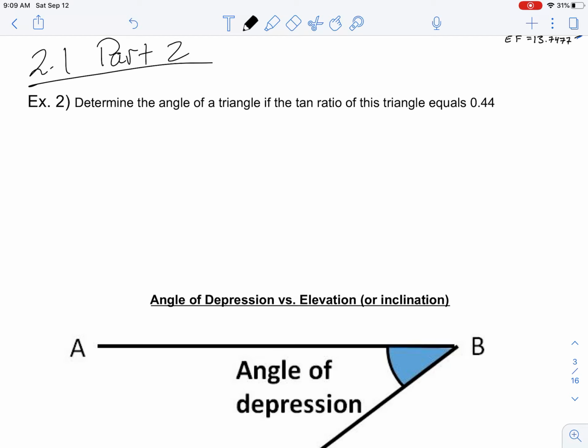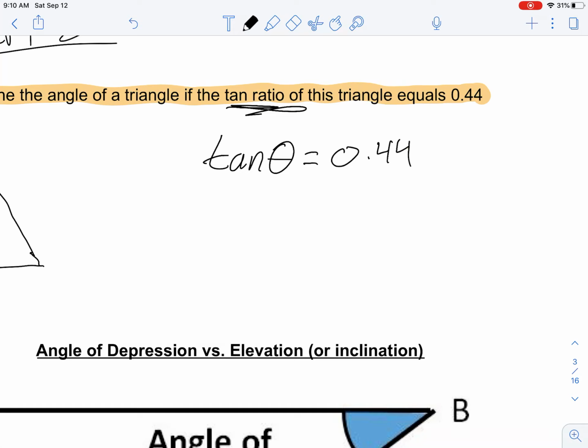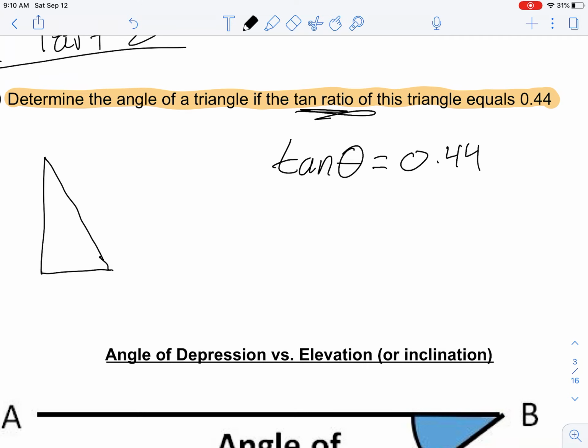Now let's go on to example 2 here. We're going to determine the angle of a triangle if the tan ratio of this triangle equals 0.44. Let's read that again. Determine the angle of a triangle if the tan ratio of this triangle equals 0.44. So we obviously have some triangle, and this is a really arbitrary question. We're given the tan ratio, it's really important to understand that. We're given that tan angle equals 0.44. It's wanting us to find just some angle for this triangle.